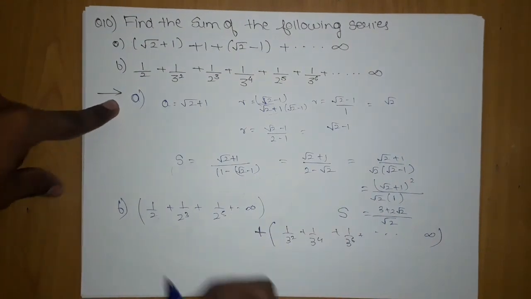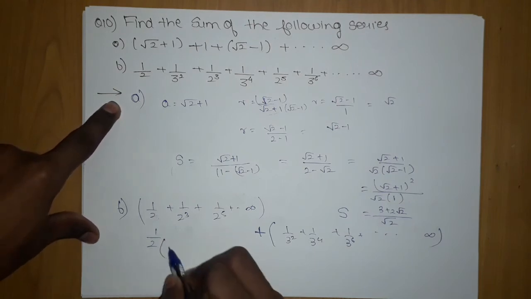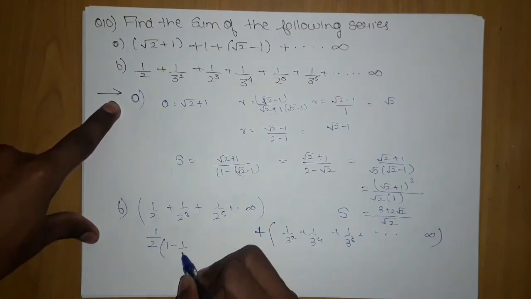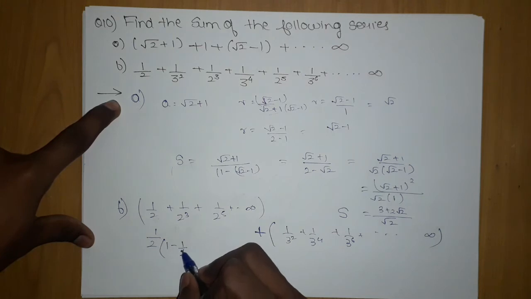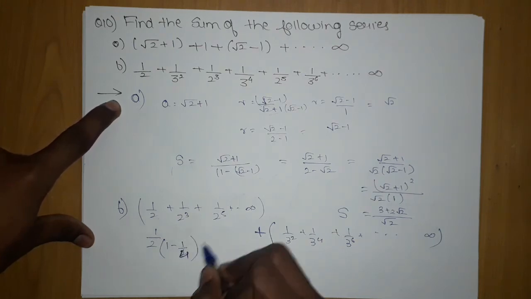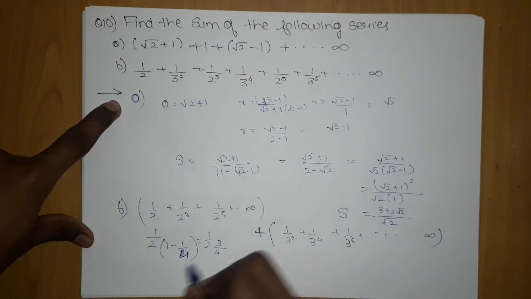Now I want to find its sum. So 1 by 2 is my first term, divided by 1 minus 1 by 2. Here r is 1 by 4, so 1 by 2 square. If I calculate it, what I have is 1 by 2 into 3 by 4, which gives me 2 by 3.